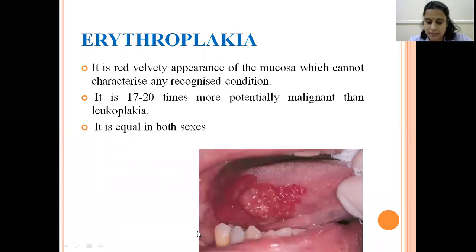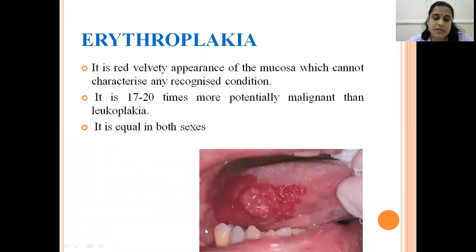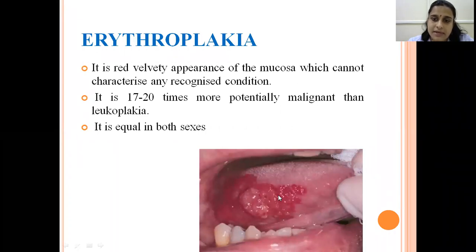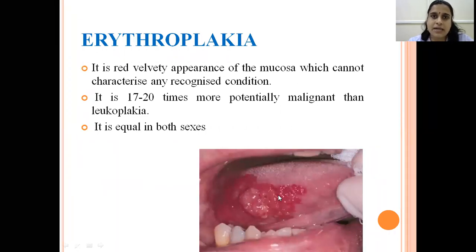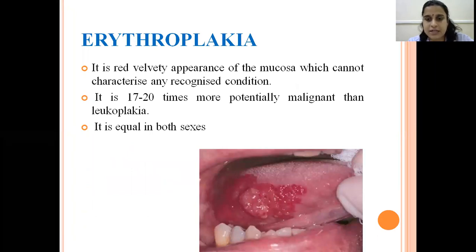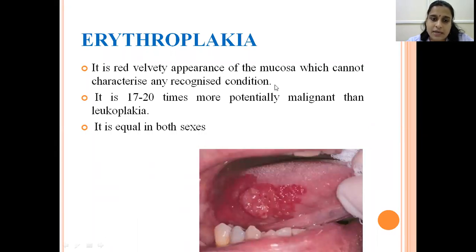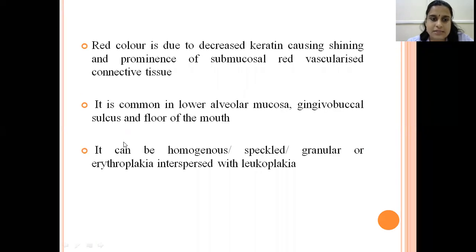Next most important topic is erythroplakia. It is a red velvety appearance of the mucosa of the oral cavity, which cannot be categorized into any other recognized condition, just like leukoplakia. Now, erythroplakia is more potentially malignant than leukoplakia, as much as 20 times. Erythroplakia is equal in both sexes.